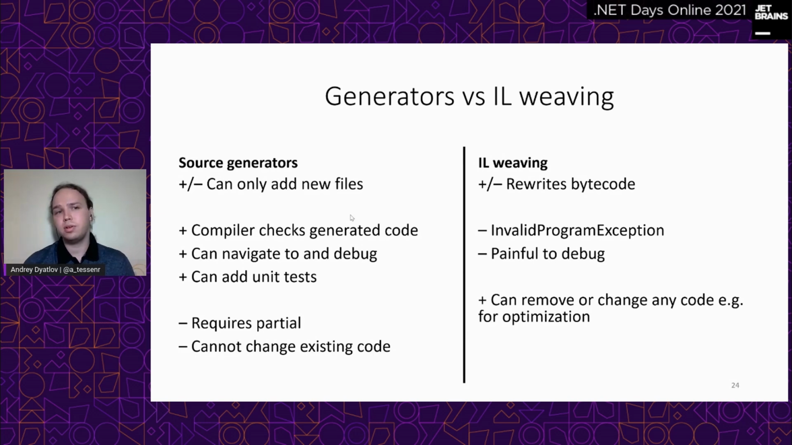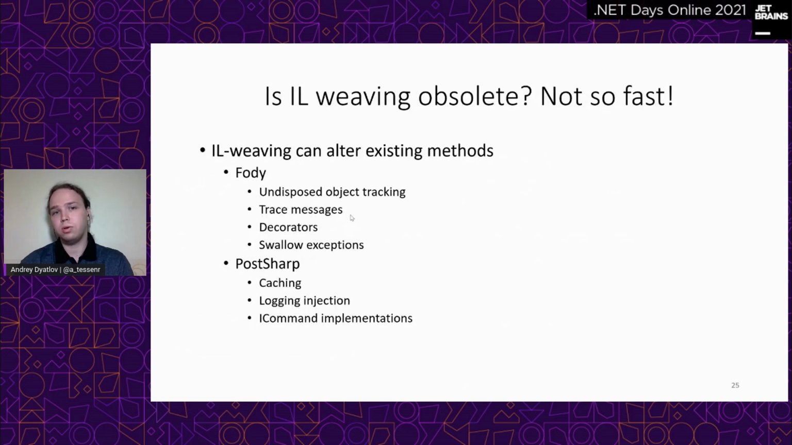And the only disadvantages of source generators are: they require partial to extend any type, which is probably not a big deal, and second, they cannot change existing code, whereas IL weaving can remove or change anything, for example, to optimize your code. And this brings us to the question whether IL weaving is obsolete now or not.